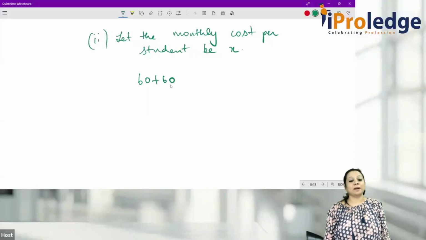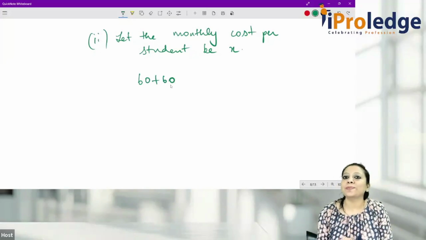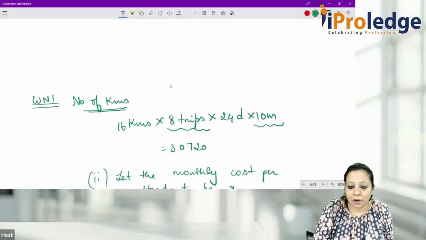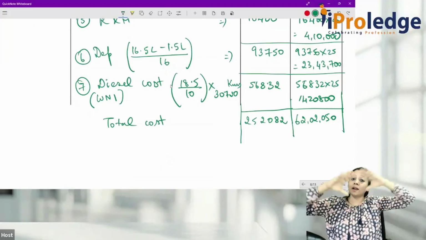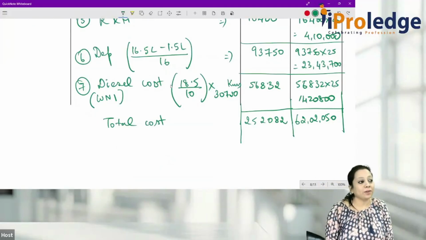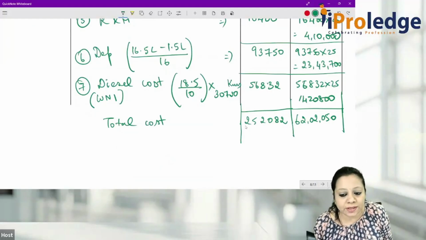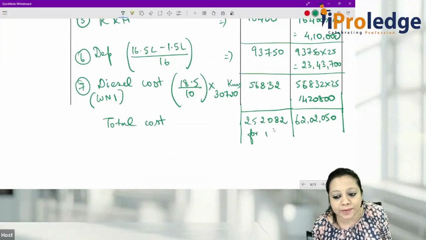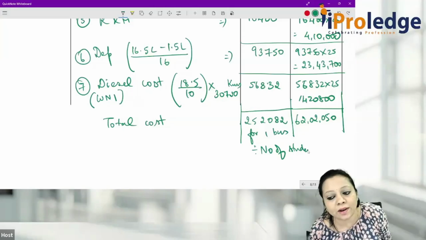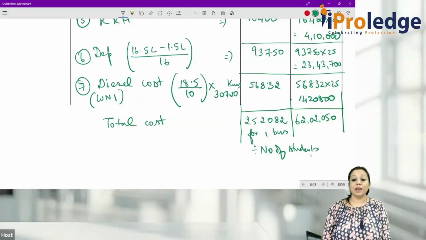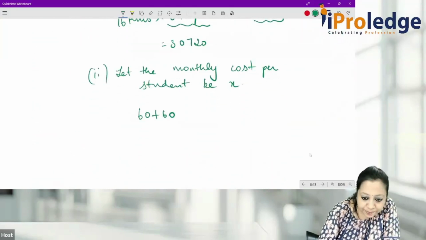So what are we calculating now? We are calculating the cost per student. Total cost is how much? Just now we did it, and Mukund told me 2,52,82. That is the cost for one bus. Now I want to calculate the cost per student per bus. So if I divide this total cost for one bus by the number of students, will I not get the cost per student? Yes. So the number of students only I am now going to take into consideration.